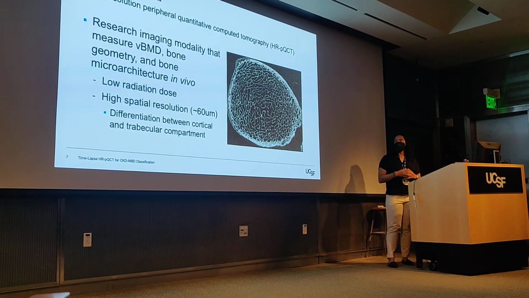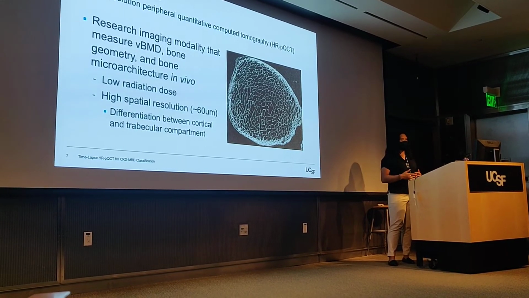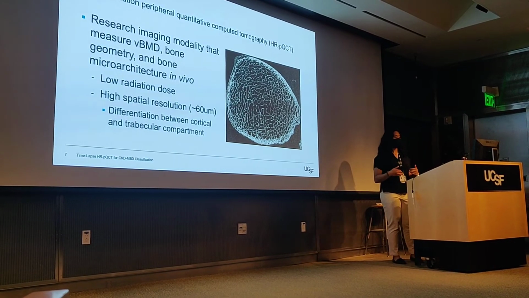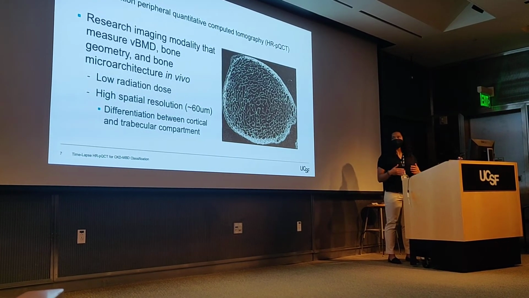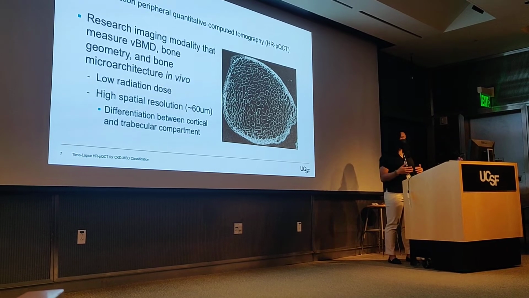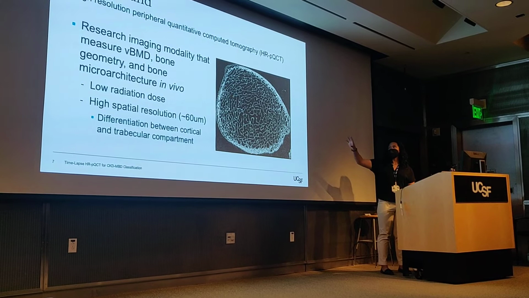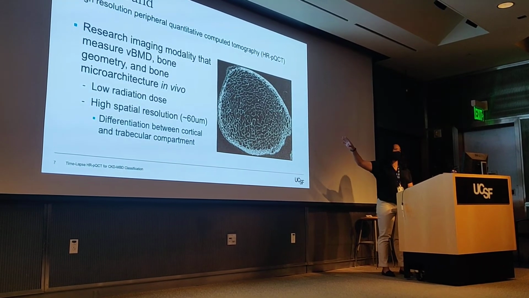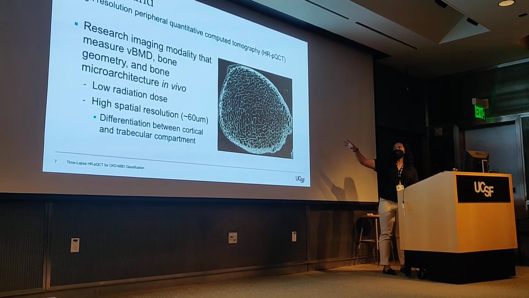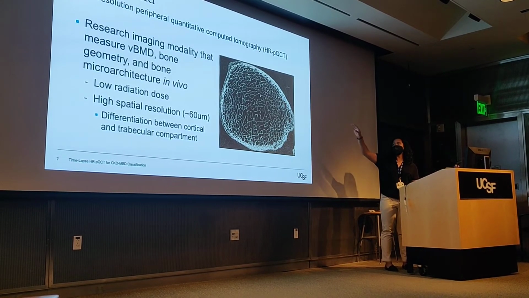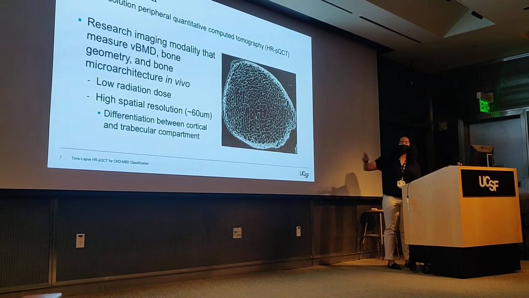We can acquire images at a low radiation dose and a high spatial resolution. So we're getting all the way down to about 60 micron. And at this level, we're able to really differentiate between the cortical and trabecular bone. So you can see an example of what an image from the scanner looks like on the slide. It's very detailed. You can see all of the fine structure within the bone and even in the outer boundary.